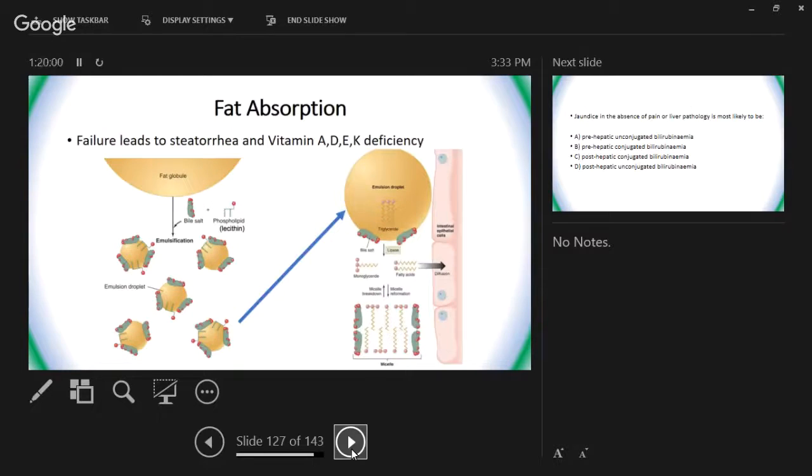So fat absorption, this is a summary of fat absorption. This lecture confused me a lot, but I was pretty impressed by it. And then that's your fat globule over there, which is acted on by lipase and broken down to fatty acids and monoglycerides. They are either absorbed into the bloodstream or form micelles, which is just a big clump of those fatty acids and monoglycerides.